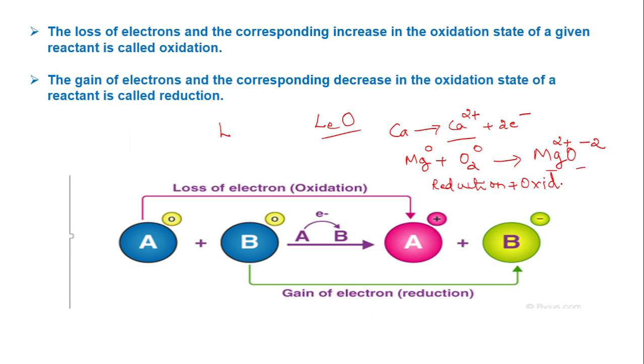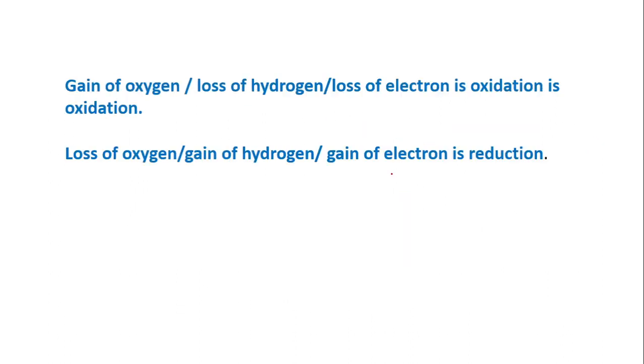Short term is a redox reaction. We will learn about redox reaction. So we will conclude for oxidation and reduction. Gain of oxygen or loss of hydrogen or loss of electron, that is called oxidation. What is reduction now? Reduction means loss of oxygen or gain of hydrogen or gain of electron. This is called reduction.